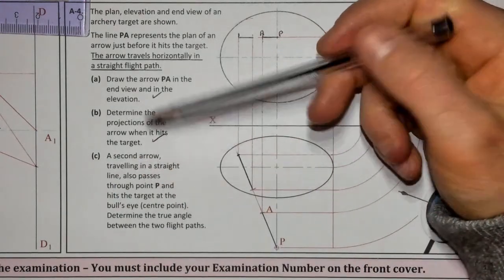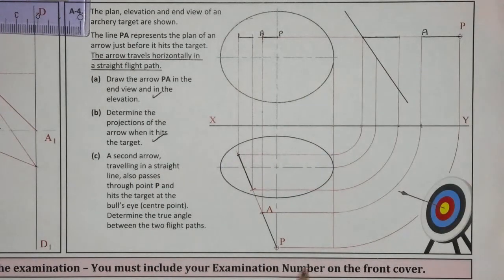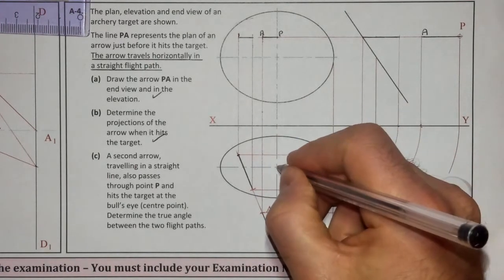Okay, so once again travelling in a straight line, also passes through point P. So we have another arrow that is passing through point P in a straight line and hits the target at the bullseye. This one they've managed to shoot a little bit better than the last one. It's gone through point P again and it's hit the bullseye. Okay, so that's important to note.